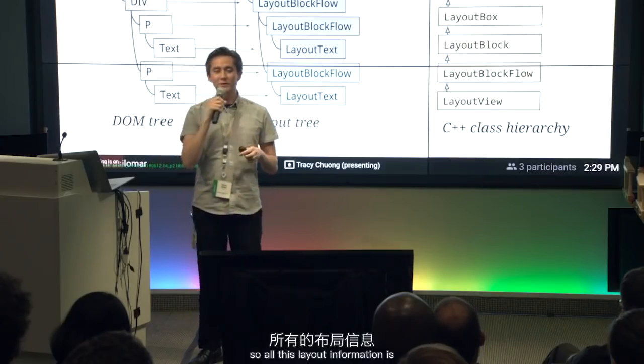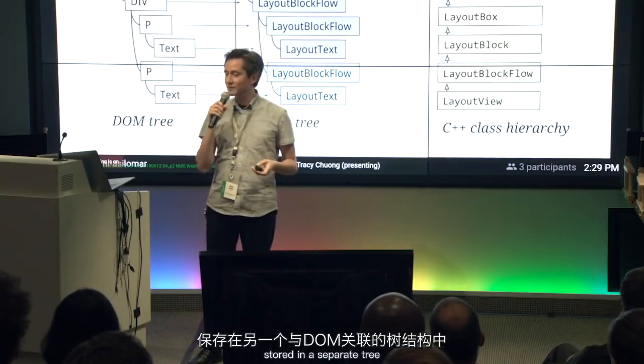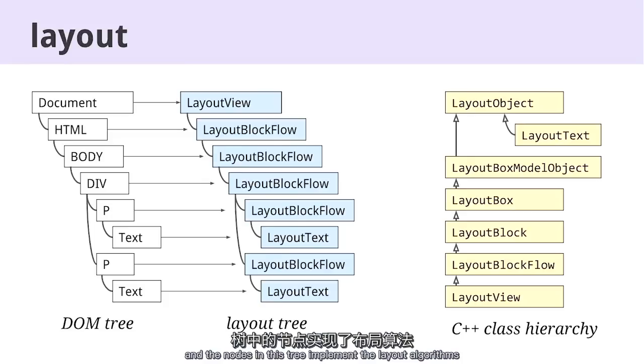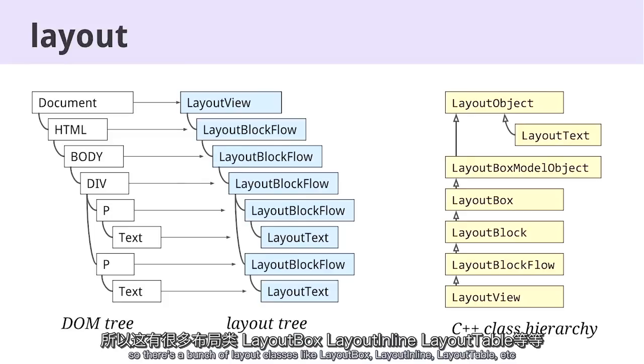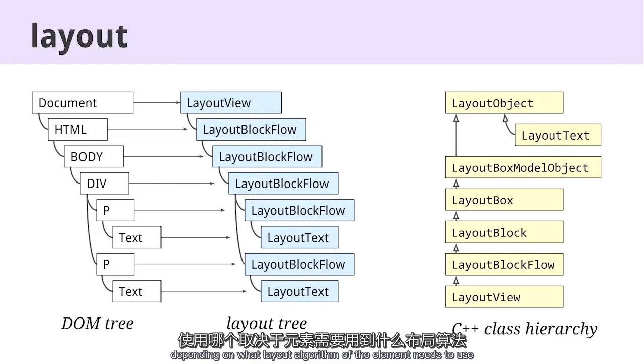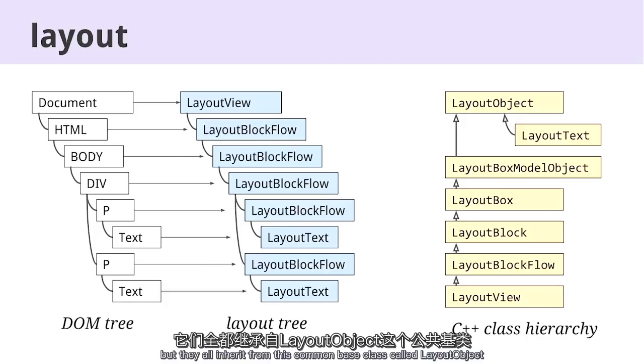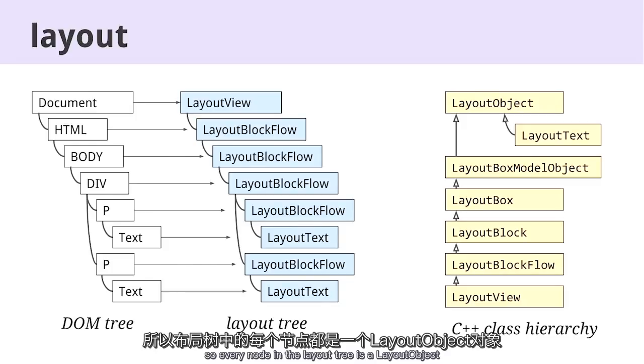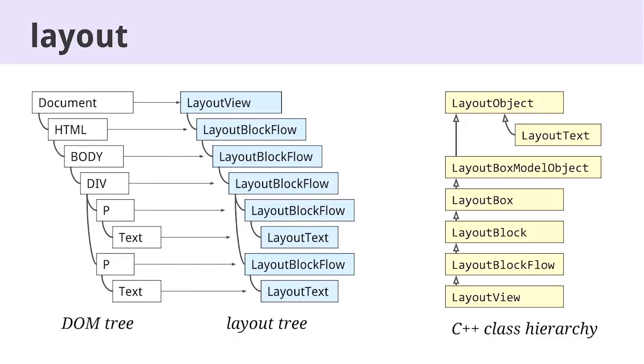So all of this layout information is stored in a separate tree linked to the DOM. We call this the layout tree. And the nodes in this tree implement the layout algorithms. So there's a bunch of layout classes like layout box, layout inline, layout table, etc., depending on what layout algorithm the element needs to use. But they all inherit from this common base class layout object. So every node in the layout tree is a layout object.